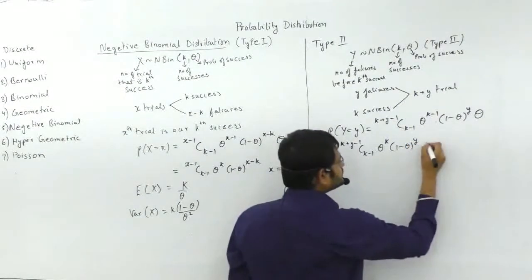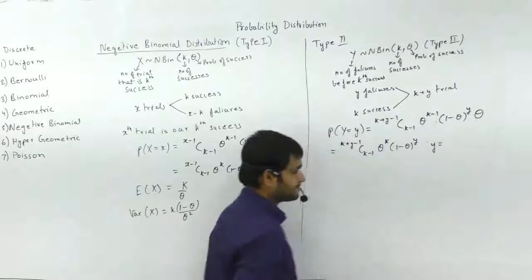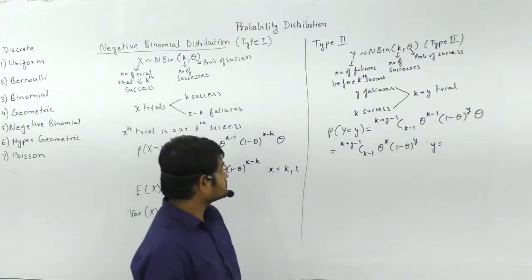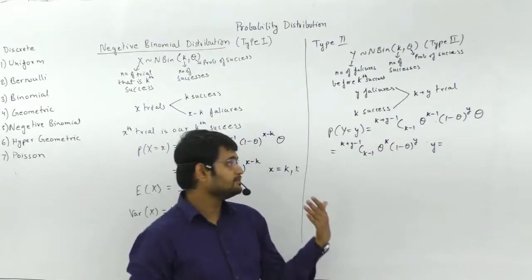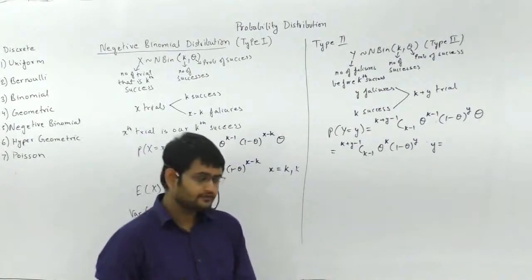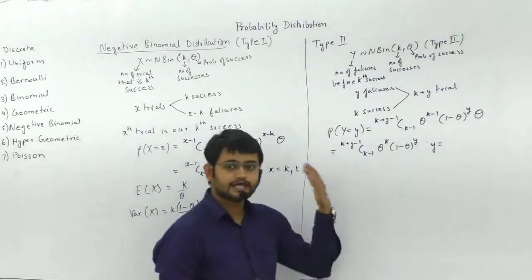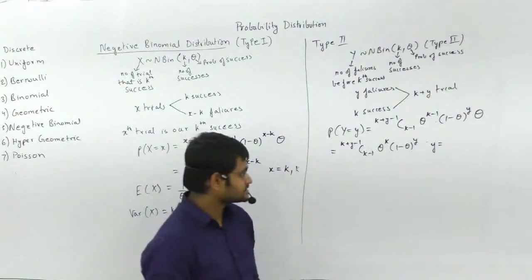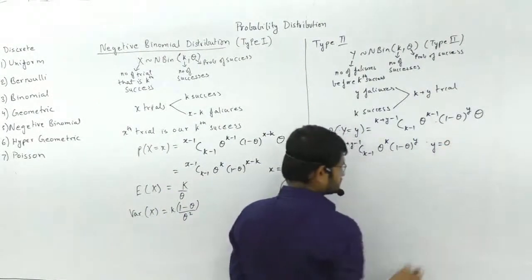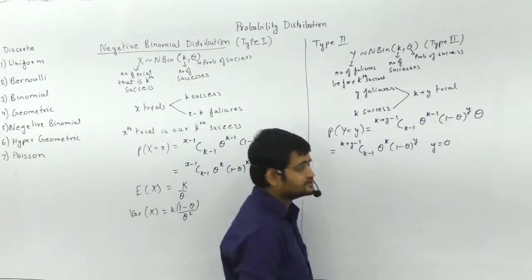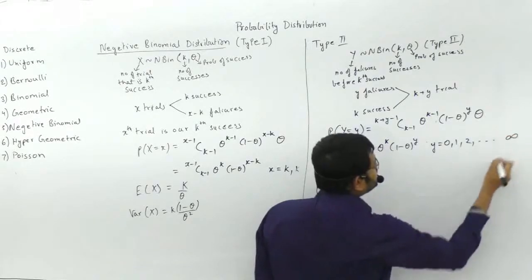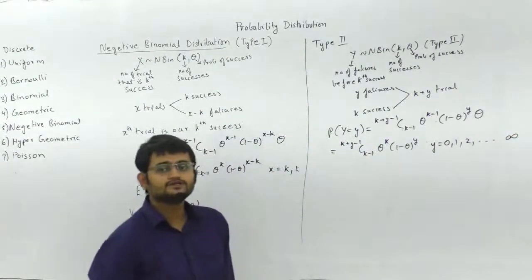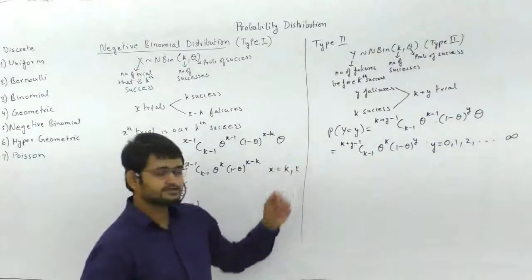Now what are the possible values of Y? For k number of successes, what is the minimum number of failures I can have? I can have 0 failures, I can have all of them as successes. So the minimum value of Y is 0, or it can be 1 or 2, or we can get an infinite number of failures before we get our kth success.